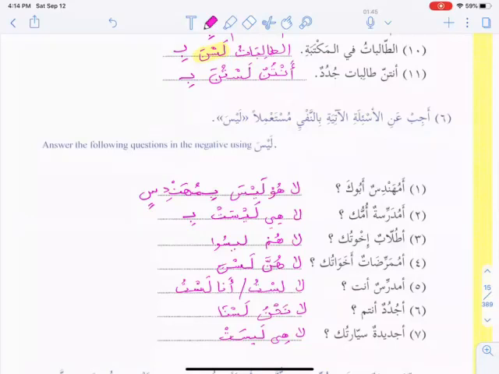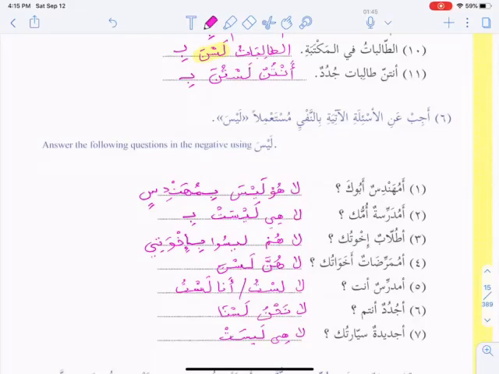Atullabun ikhwatuka. Are the students your brothers? La hum laysu bi ikhwati. You will say ikhwati. Huwa, I will write down, huwa laysu bi ikhwati. They are not my brothers. بإخوتي.